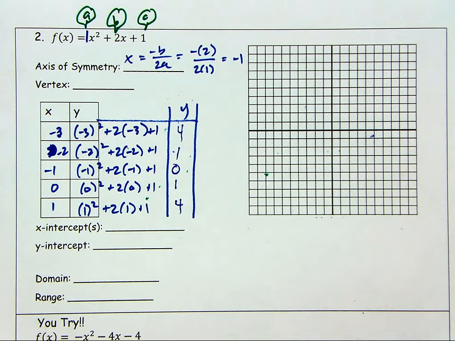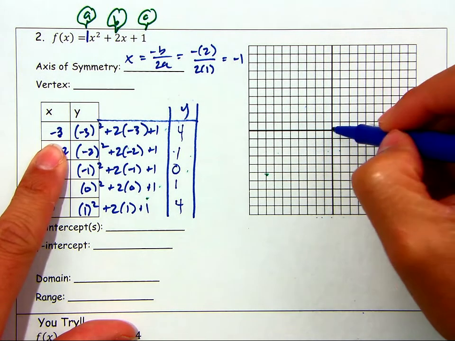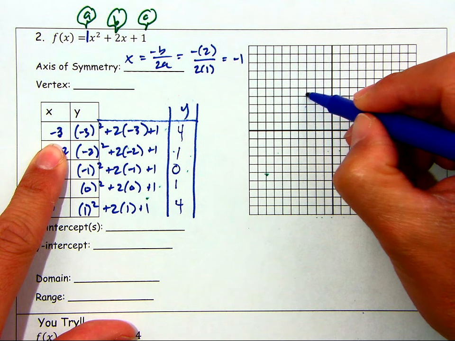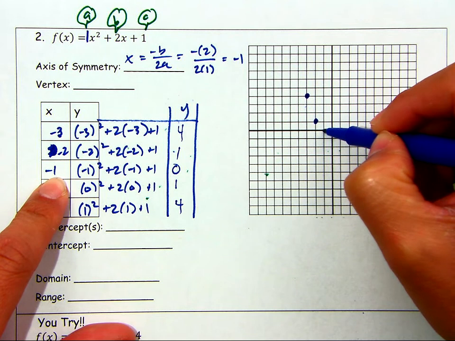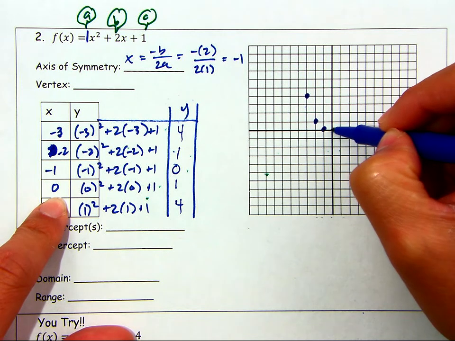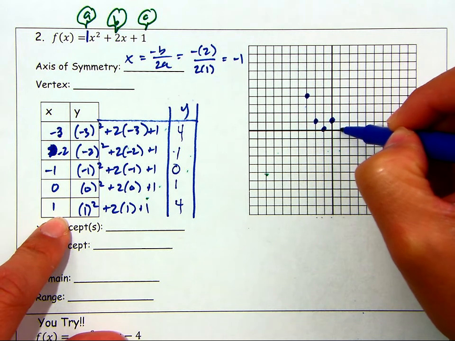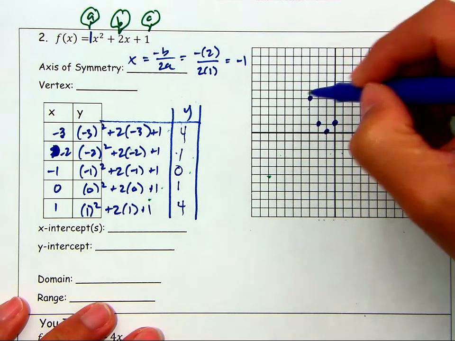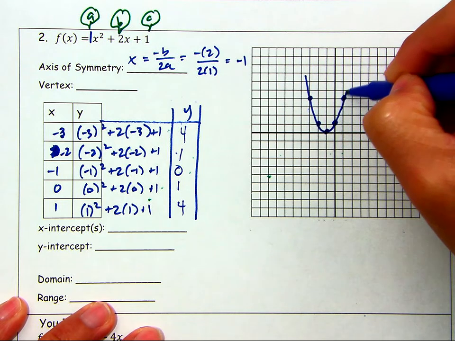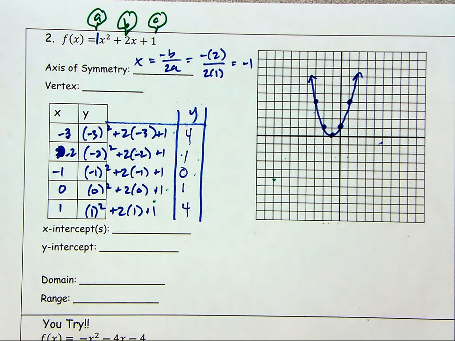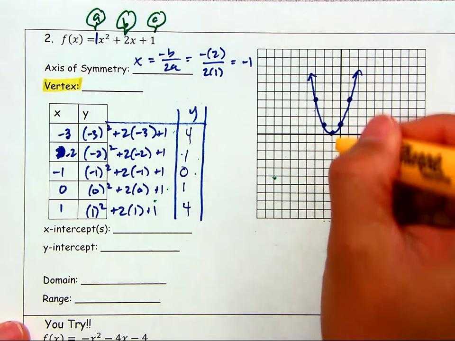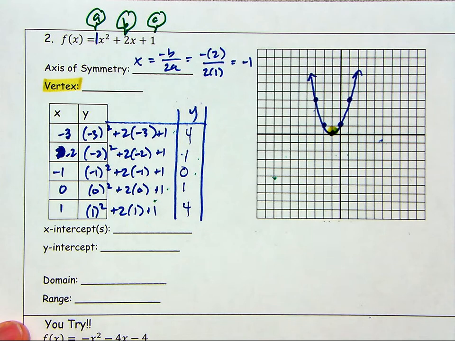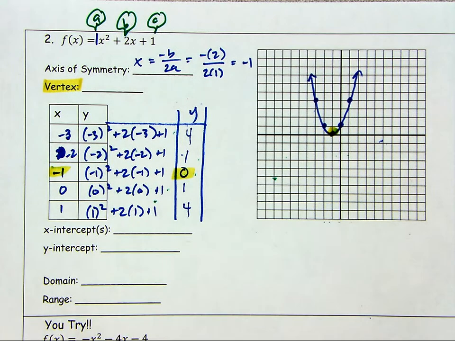Right, so x negative 3, y 4, x negative 2, y 1, x negative 1, y 0, x 0, y 1, x 1, y 4. Okay, so that's our distinctive U-shaped parabola. All right, our vertex is that unique point in the middle. And it matches up with the middle row of our table of values, so that's negative 1, 0.